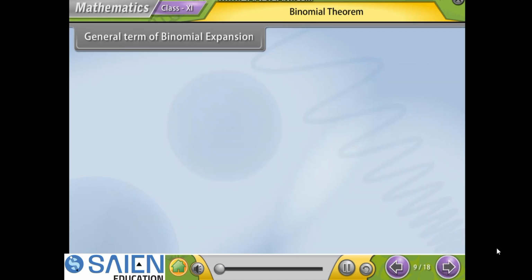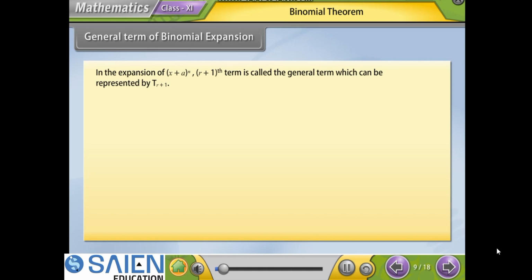General term of binomial expansion. In the expansion of x plus a raised to power n, the r plus 1th term is called the general term, which can be represented by tr plus 1. tr plus 1 is equal to ncr into x raised to power n minus r into a raised to power r, which is equal to ncr first term raised to power n minus r into second term raised to power r.